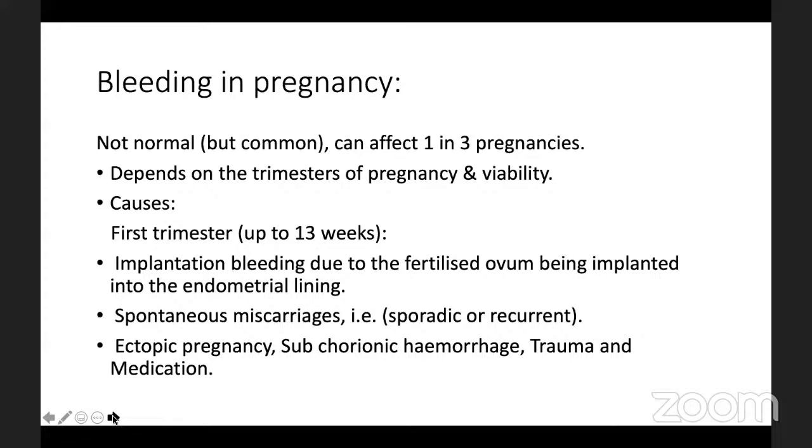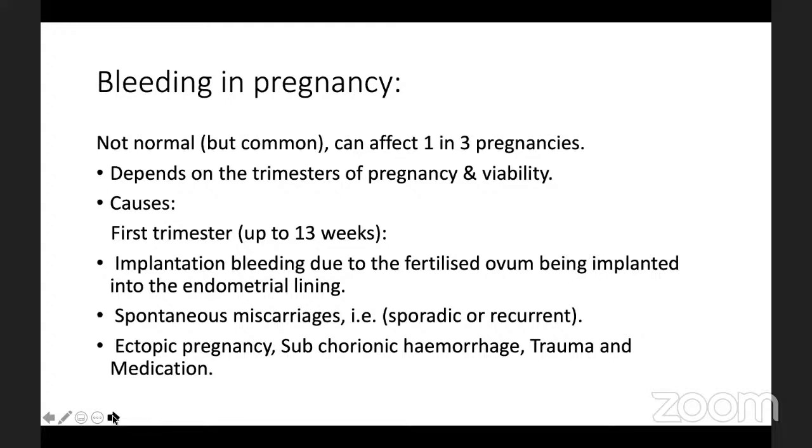So causes in the first trimester of pregnancy, which is up to 13 weeks of pregnancy, a patient can have implantation bleeding, which is due to the fertilized ovum being implanted into the endometrial lining. But this would probably be spotting that should then stop as the pregnancy progresses. Then the issue of miscarriages. You can have spontaneous miscarriages, either sporadic or recurrent, which we see often in the clinics. And these are patients that always present at the primary healthcare setting.